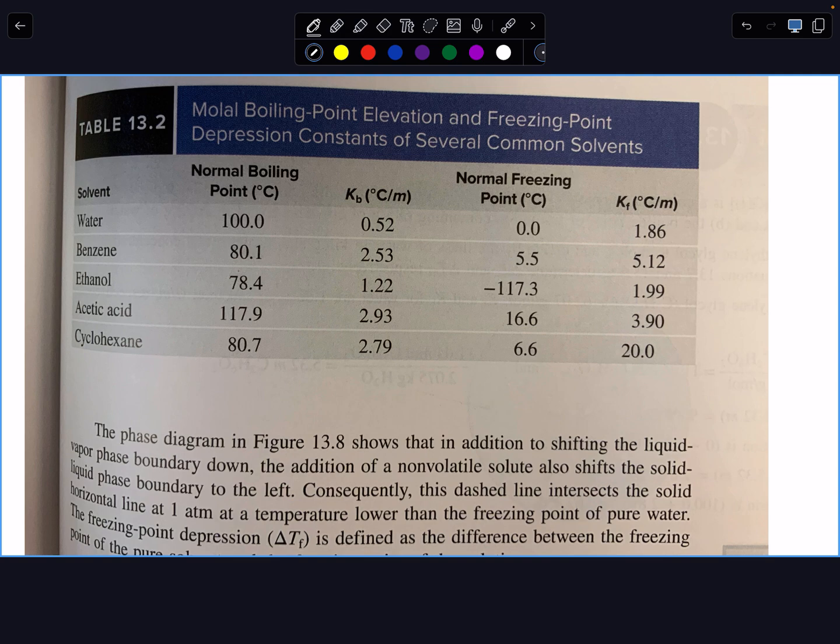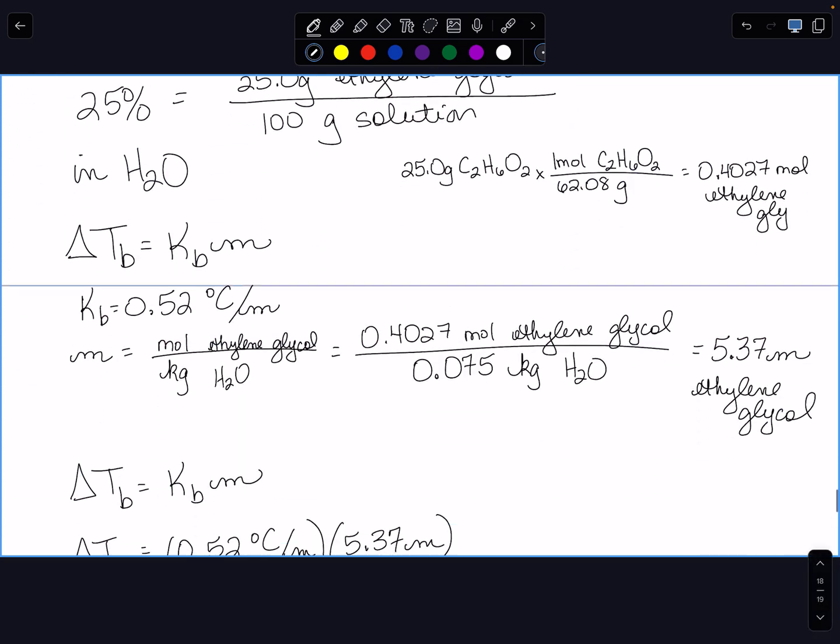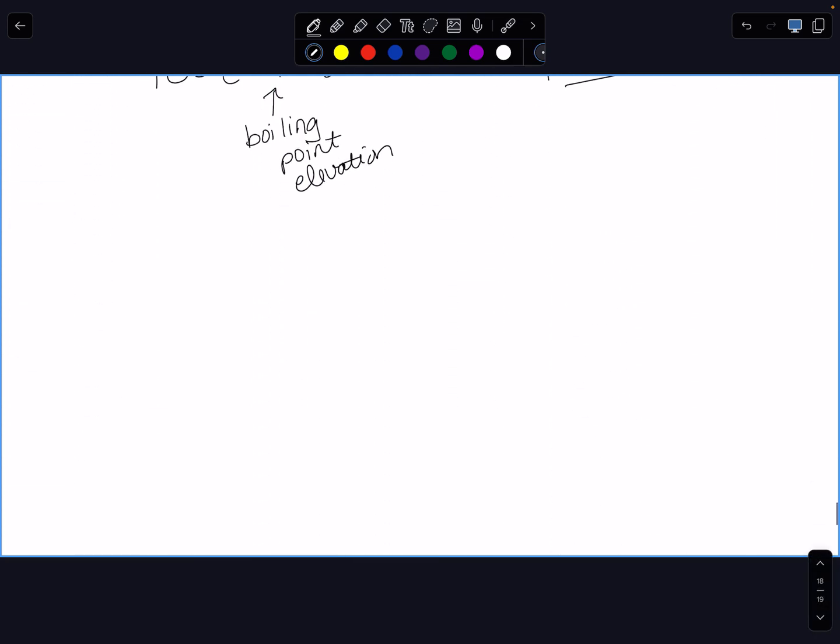All right, so let's work. I'm gonna get off this table, assuming that y'all have everything you need from it. Delta TF is equal to KF times M. Y'all got the KF from the table, 1.86 degrees Celsius per molal. Agreed? Okay?